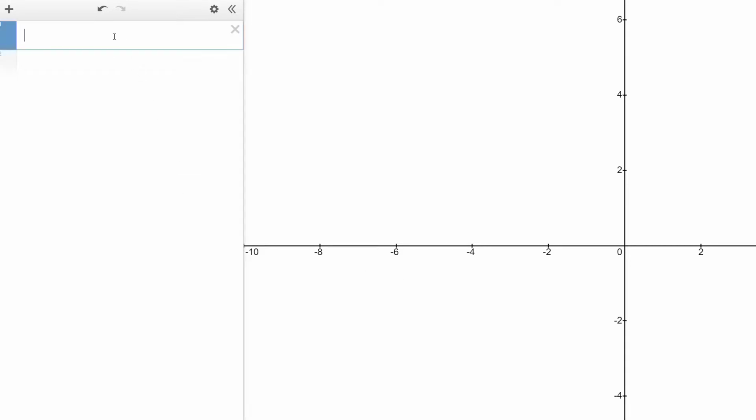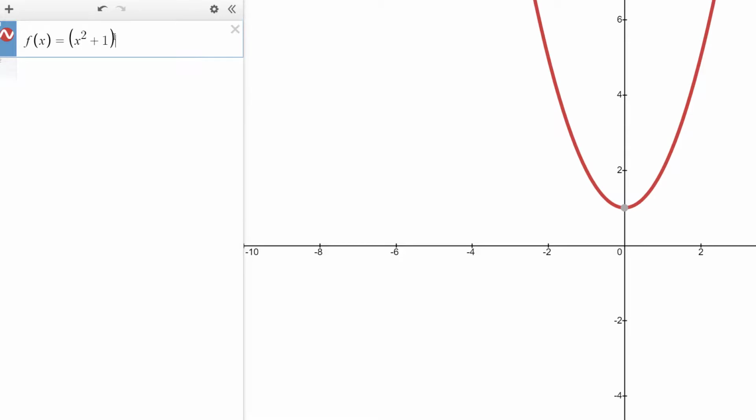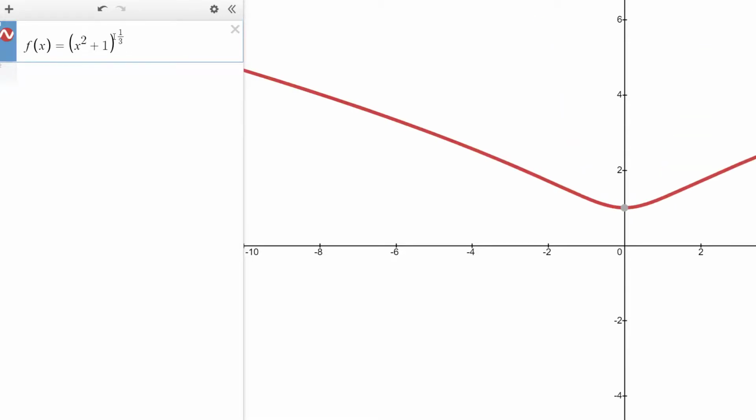Now I'm in my handy dandy Desmos graphing screen here, and I'm just going to graph, I think we called it f of x, and it's the cube root, which you could actually type in a cube root, I think, in Desmos, but I'm going to do it as a 1/3 power. So this is x squared plus 1 to the 1/3 power. I'm almost positive you can actually do a cube root otherwise.